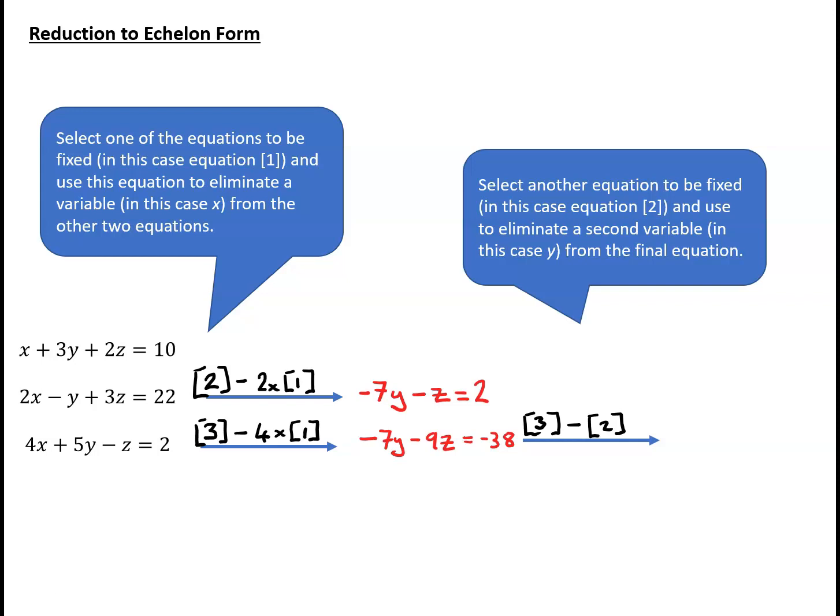If I do that, I've got minus 7y minus minus 7y gives me 0y. I've got minus 9z minus minus z, which gives me minus 8z, equals minus 38, take away 2, which is minus 40.